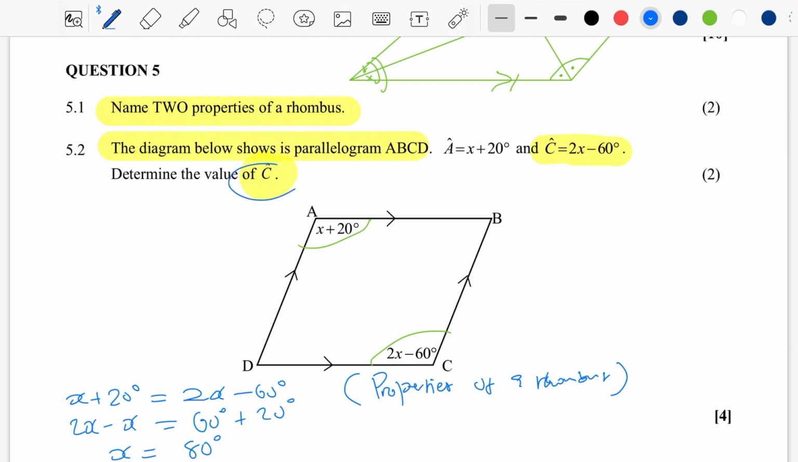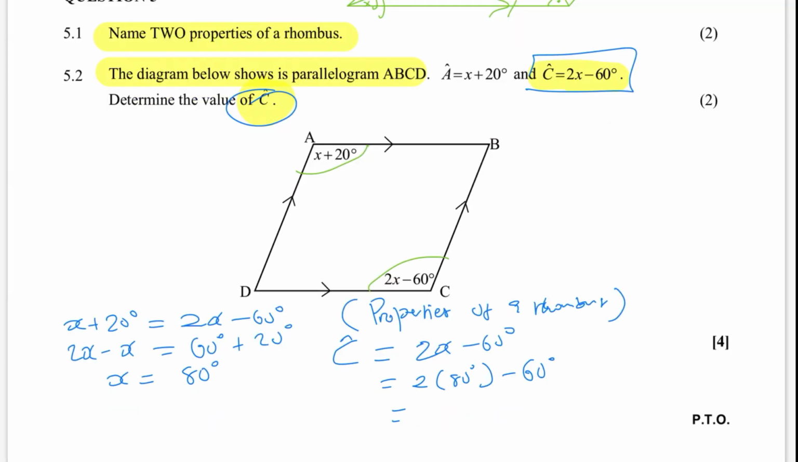And now they say determine the value of C, right? C is equal to 2x minus 60. So angle C is equal to 2x minus 60 degrees. So 2x we've calculated as 80 degrees, minus 60. You can just punch this in your calculator, or you can just write it down. So 2 times 80 is 160 minus 60. This is equal to 100 degrees. So C is equal to 100 degrees. And this is 2 marks. So you get a mark for x and you get a mark for C.